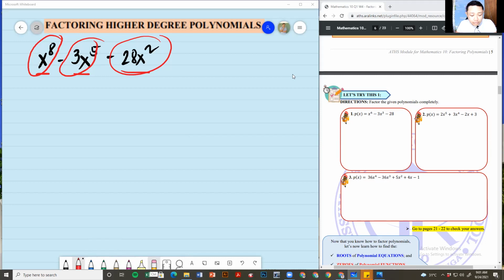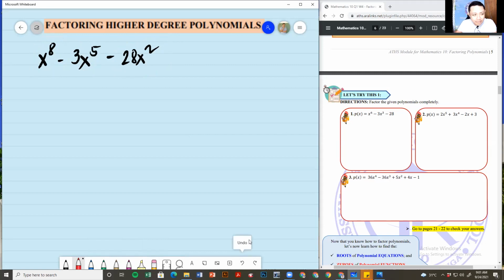First, of course, is to check the coefficients of your given. When we say coefficients, the numbers in front. In here, we have 1, but it's not written. So we have 1, 3, and 28. Is there a common factor among all these except 1? 1, of course, is a common factor. What about other numbers? There's none. For the coefficients, there's none.